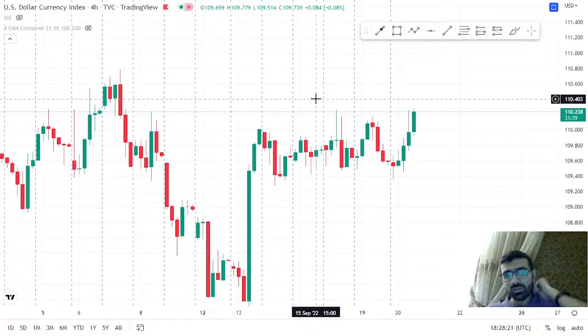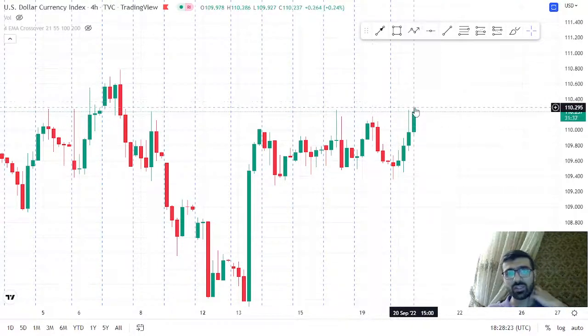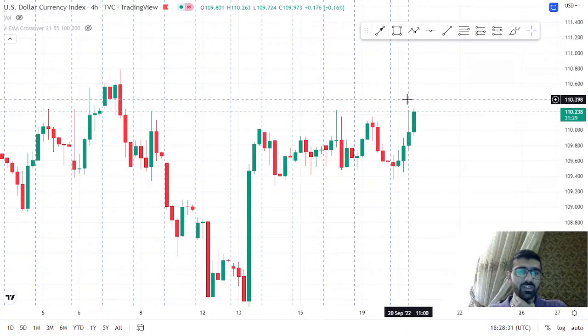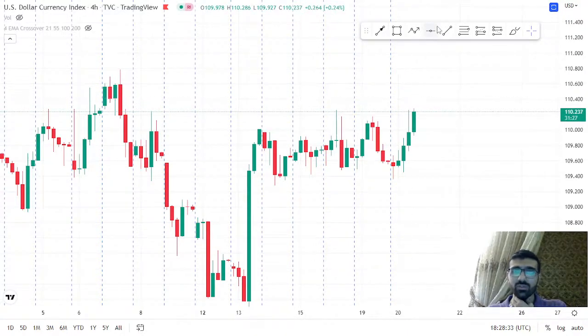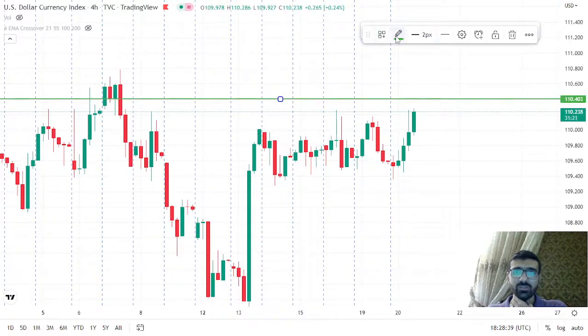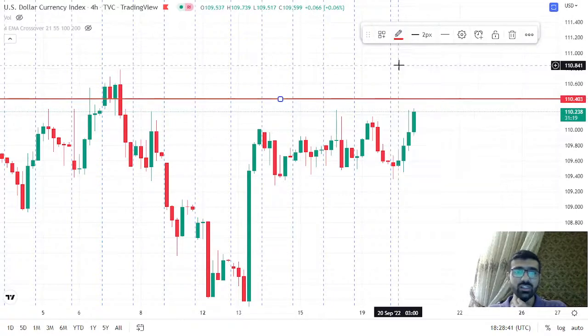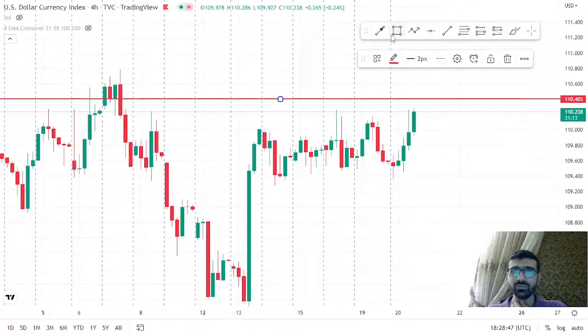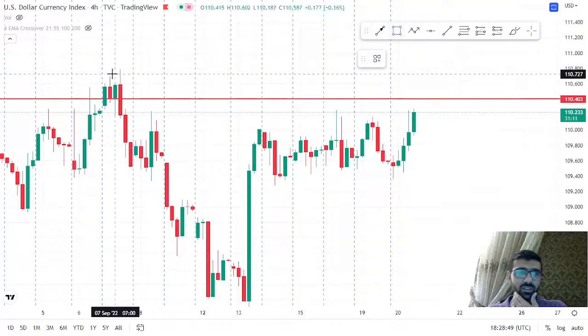Okay, so the momentum is now gaining up. So we expect the market to retrace a little somewhere from this point. Okay, so let me mark my new areas of resistance. So initially the area of resistance would be this. Let me mark it in a red color, and the next area of resistance would be this area.